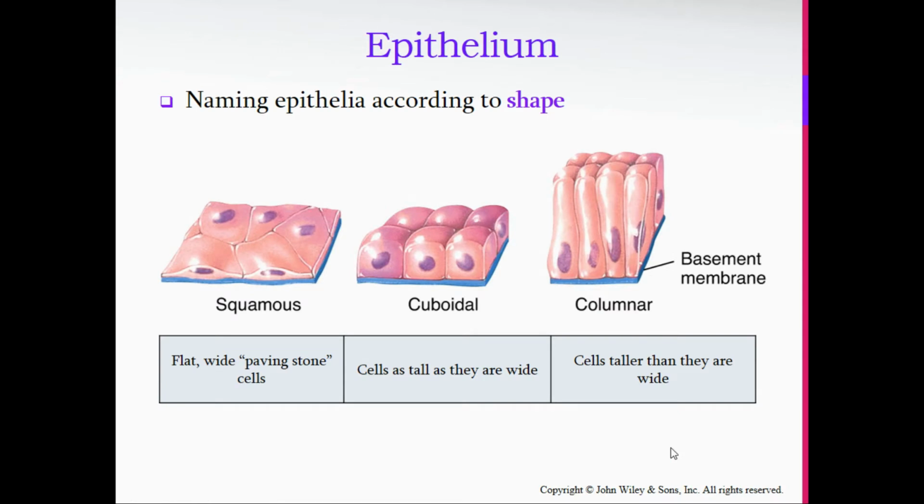So here we go again, naming epithelia according to shape. Squamous are flat. They are wide paving stone looking cells. I always remember, squamous looks like they're squashed. Cuboidal, these cells are roughly as tall as they are wide, and they're said to have a cube shape, which is where their name comes from. And the very tall columnar, they are column shaped. They are much taller than they are wide.